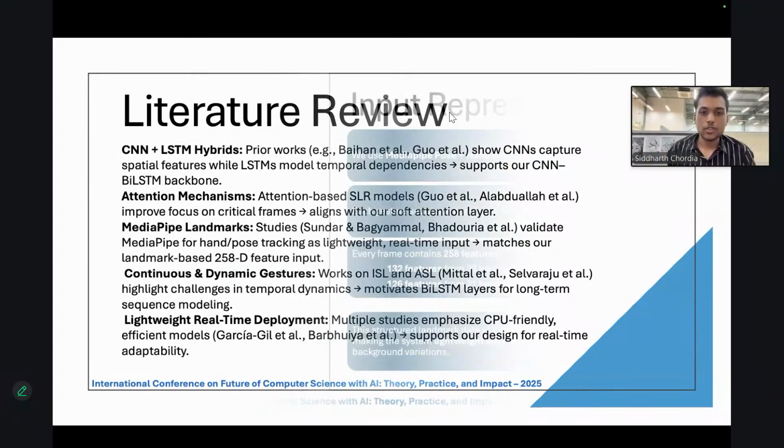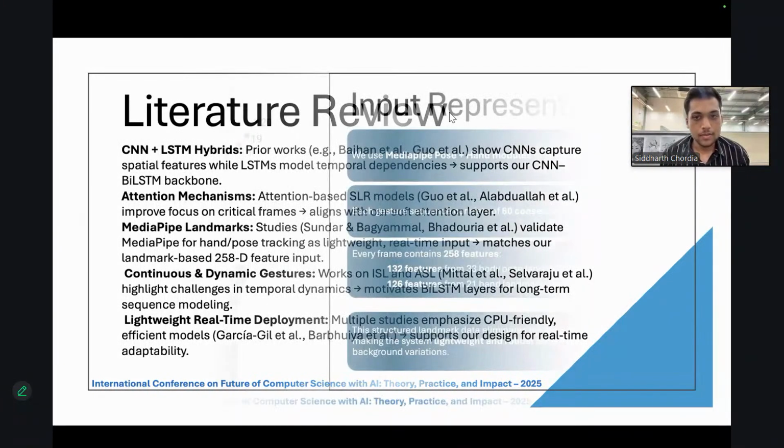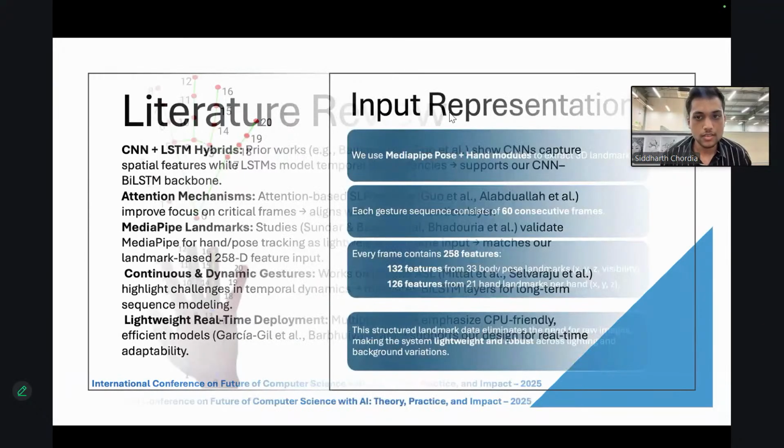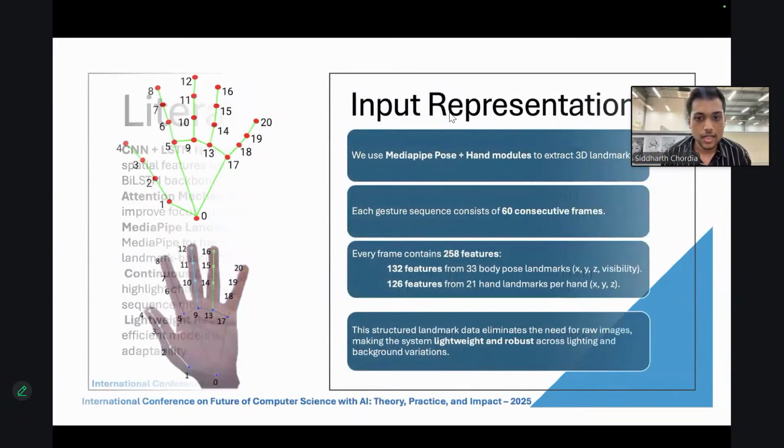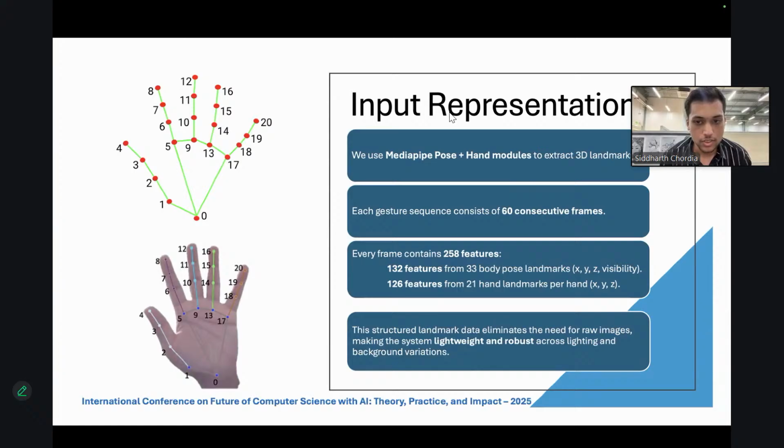So our input is MediaPipe hand and pose landmarks. We are extracting 3D landmarks, the 3D XYZ positions of both hands and the pose. MediaPipe landmarks provide us a lightweight and robust model across all lighting conditions and background variations.